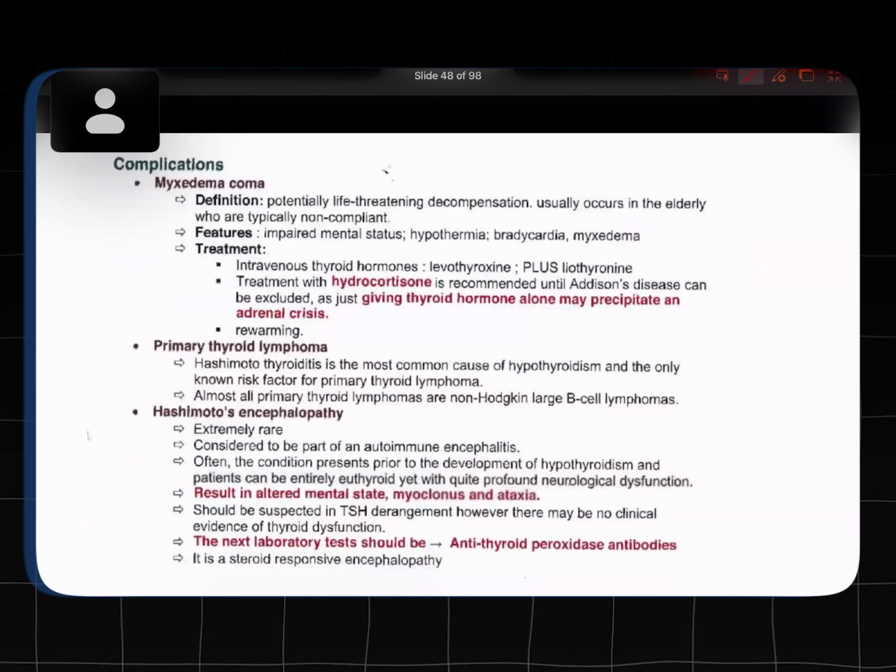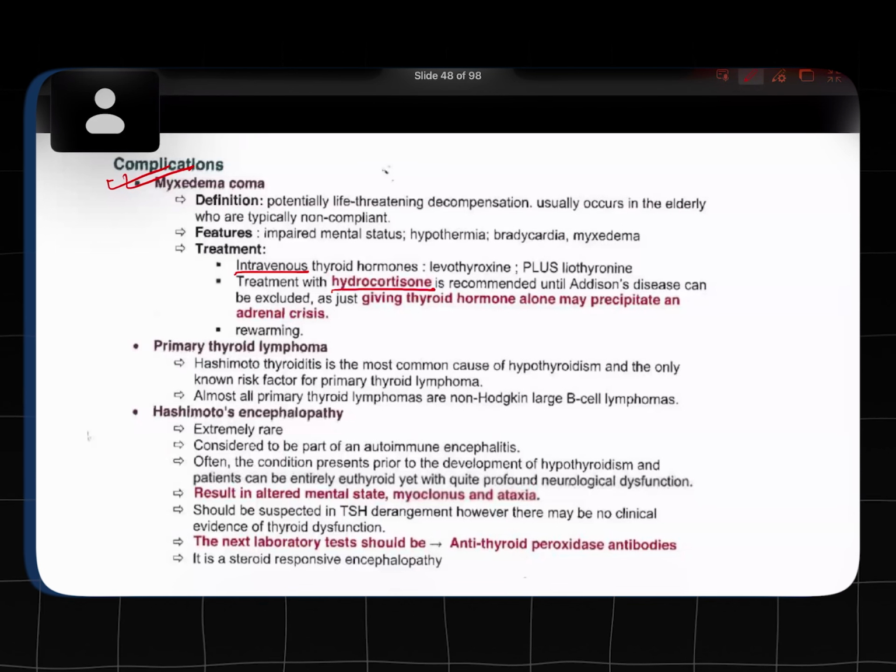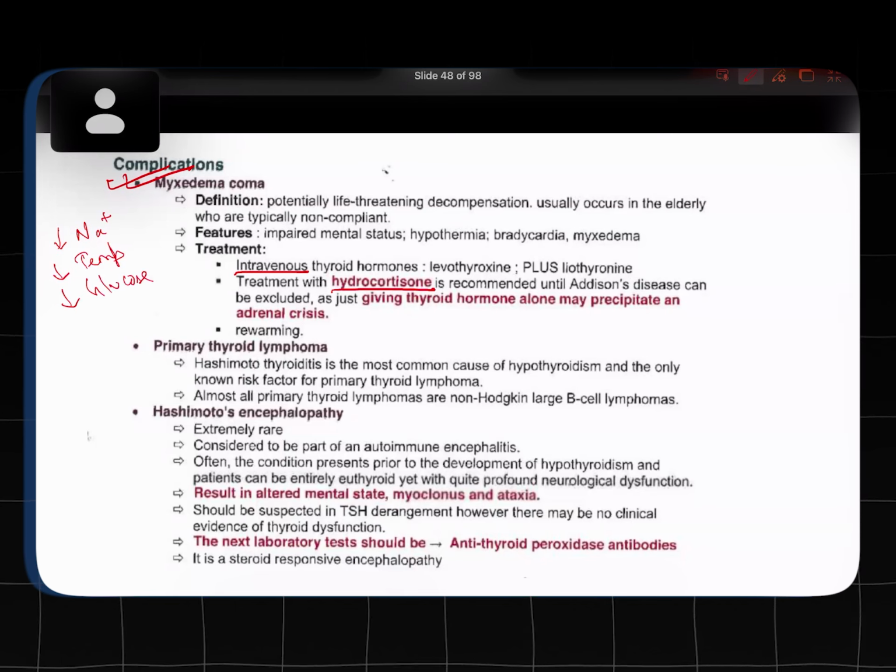What are the complications? These patients can go into a myxedema coma. The treatment is intravenous thyroid hormone and supportive treatment with hydrocortisone, because hydrocortisone in a myxedema coma is life saving. Besides, myxedema coma is often associated with hyponatremia, hypothermia, and hypoglycemia. So you have to treat these also.